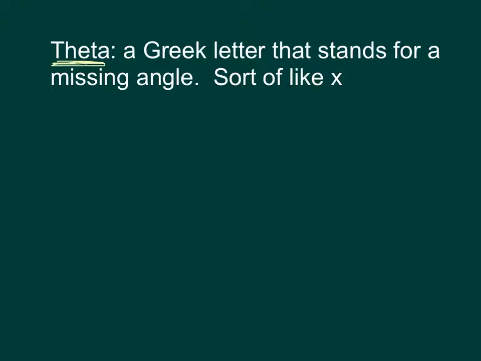Let's start with a quick definition of theta. It's a Greek letter that stands for a missing angle. It's sort of like the way we use x to stand for a missing side. We write theta as a circle, or more of an ellipse, an oval with a line through it. And all it is is a variable representing an angle. Write down this definition on your note sheet.